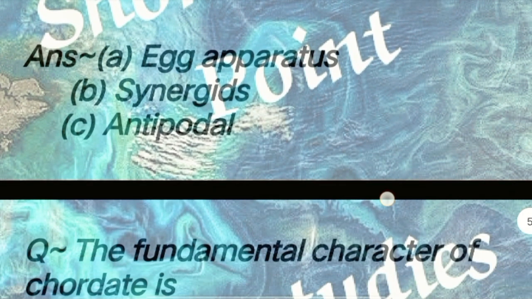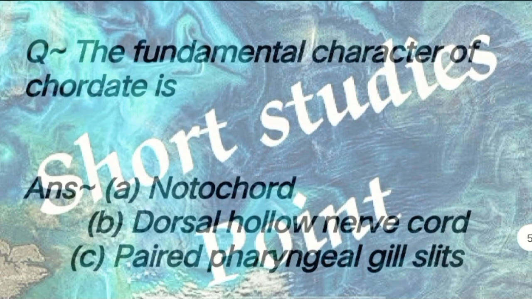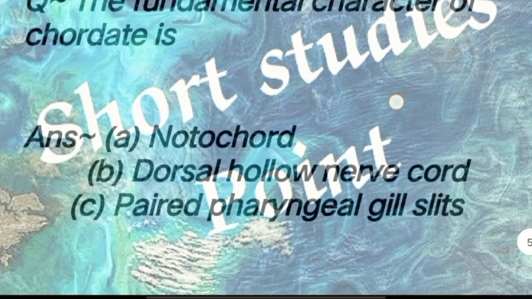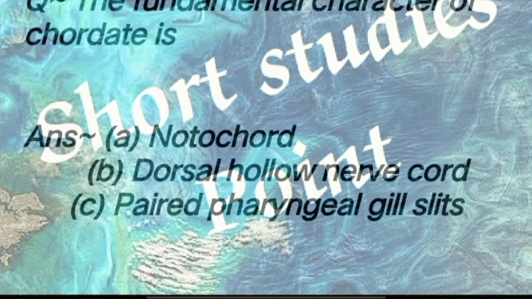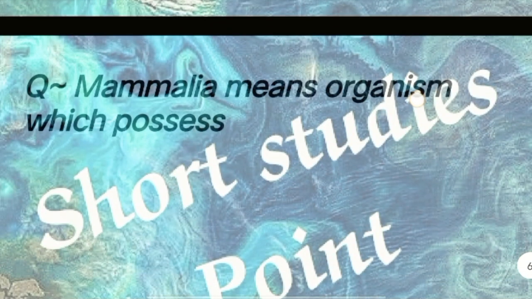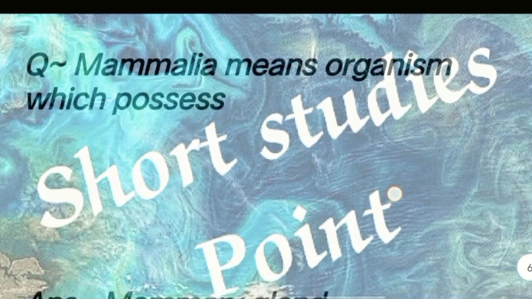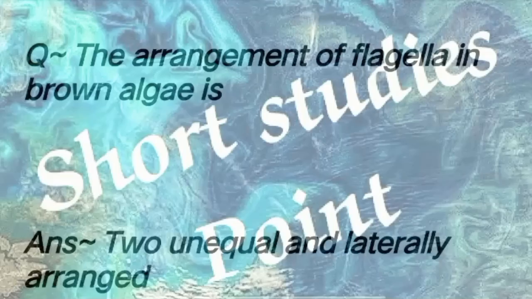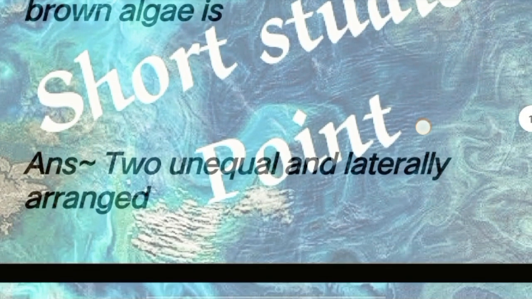Next question: the fundamental characteristics of chordates are? Answer: A. notochord, B. dorsal hollow nerve cord, and C. paired pharyngeal gill slits. Next question: mammals means organisms which possess? Answer: mammary gland. Question: the arrangement of flagella in brown algae is? Answer: two unequal and laterally arranged.